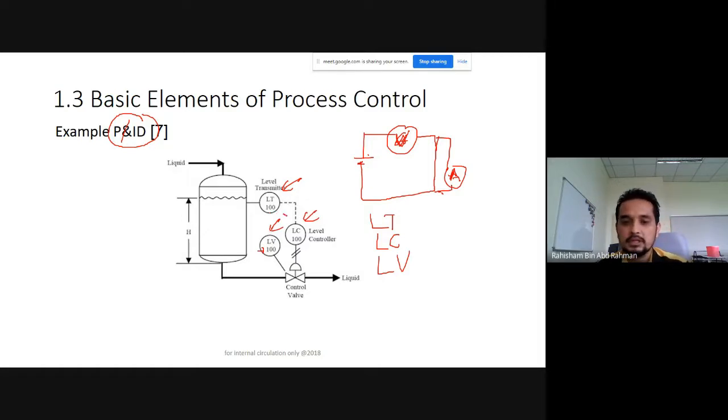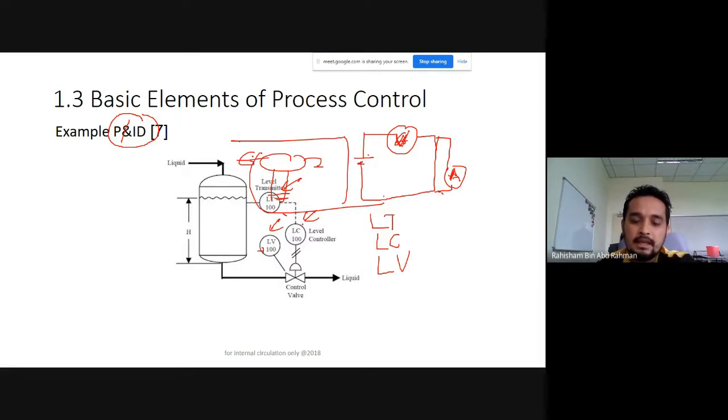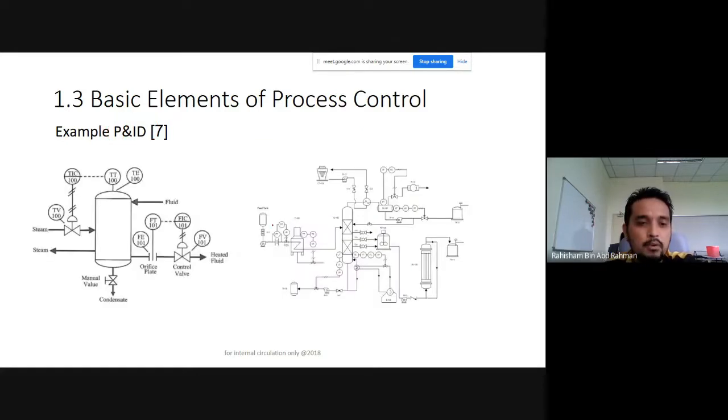If you want to put the real image or the block diagram, that might be complicated. You need to draw a sensor, a transducer, and then the sensor connected. This becomes extra hassle for the diagram. So for P&ID, they just use symbols: LC, LV, LT. What is 100? It is the level, the magnitude. For example, if we are looking at 100 degrees, they will say 100 degrees Celsius.